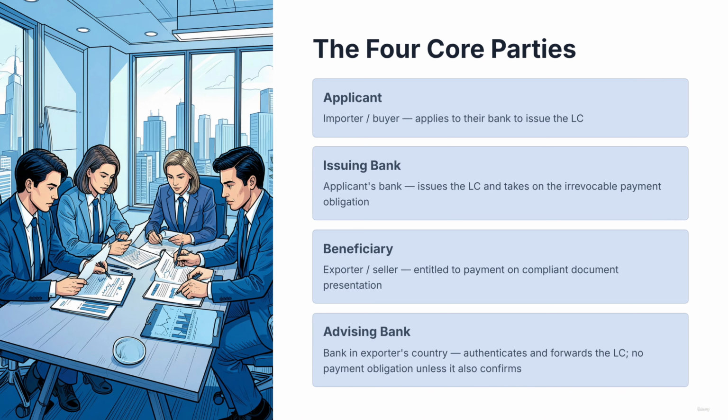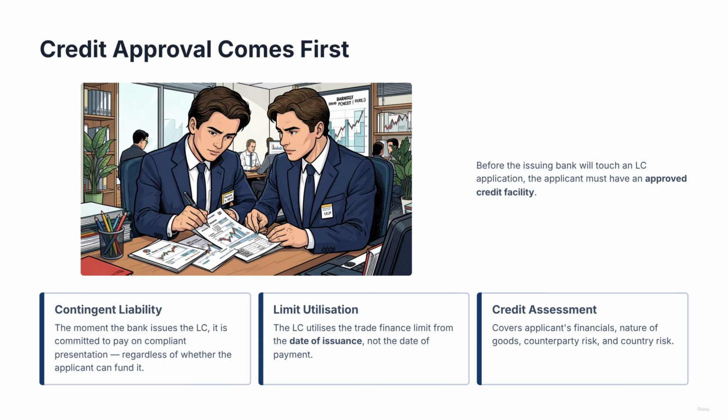The beneficiary is the exporter, the seller in whose favor the LC is issued. The beneficiary is the party who will ultimately present documents and receive payment. And the advising bank is typically a bank in the exporter's country. Its job is to authenticate the LC, to confirm it appears genuine, and forward it to the beneficiary. Importantly, the advising bank takes on no payment obligations simply by advising the LC. It is a messenger, not a guarantor.